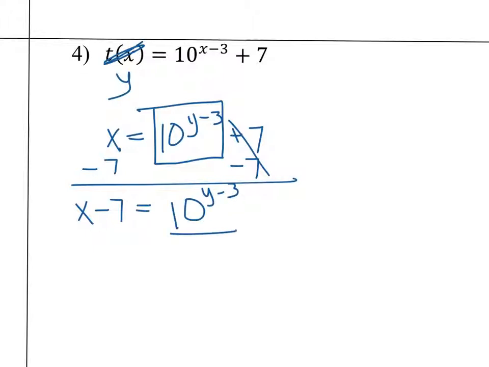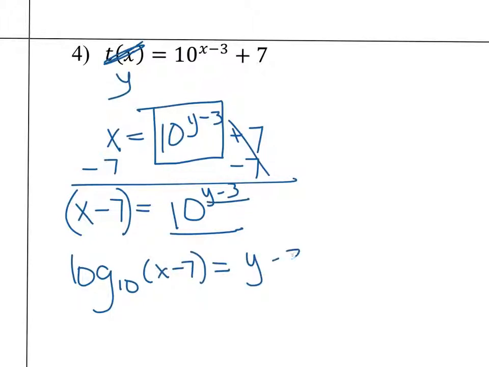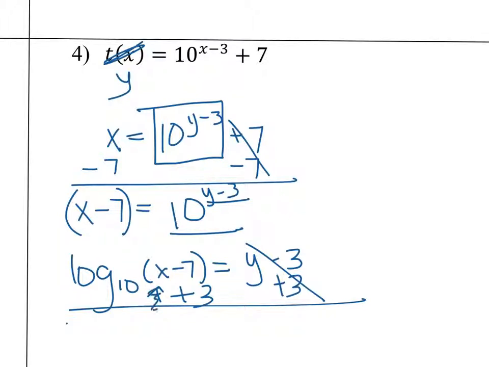Okay, now this thing is isolated, so it's log base 10 of this whole mess is equal to y minus 3. Okay, and then the y needs to be by itself, so I simply add my 3. Now the 3 can't be added, and that's one reason why the parentheses are needed here. You can't add the 3 into there. Bad.